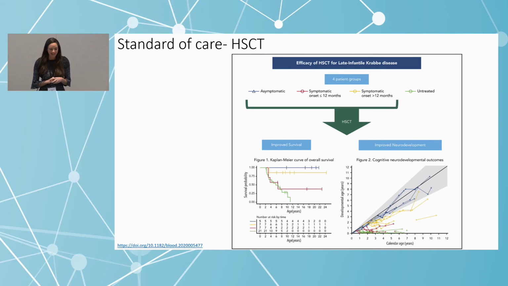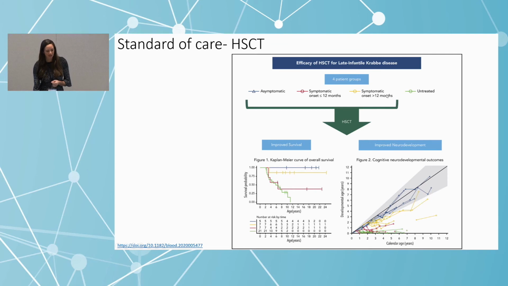Krabbe also has this advantage that for many years, the standard of care has been hematopoietic stem cell transplantation. What we've seen over the years from the transplantation is that asymptomatic patients really benefit in survival and cognitive neurodevelopmental outcomes. The classic infantile babies that are diagnosed prior to 12 months of age, if they are transplanted after the onset of symptoms, there really is little to no benefit from the transplantation. So it's really no longer indicated for the infantile patients. So the goal now is to diagnose and transplant the infantile cases by 4 weeks of age.